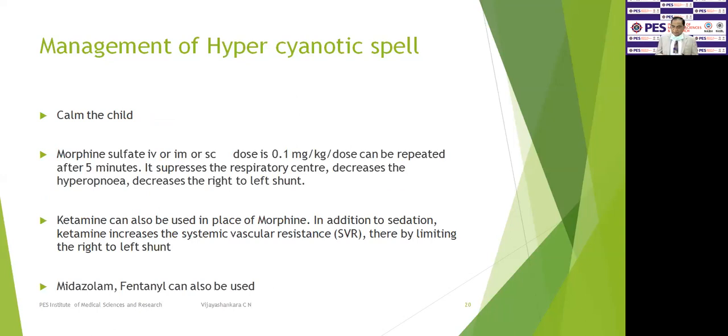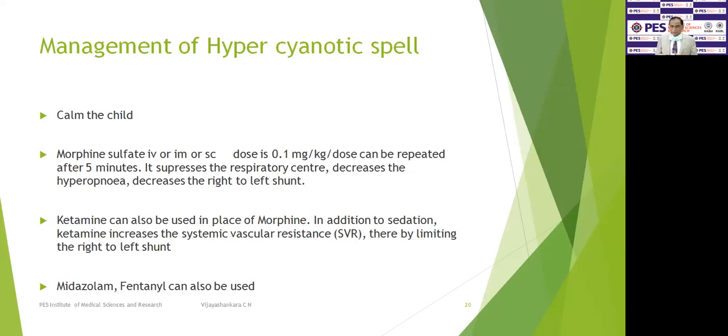Calm the child. The child is highly irritable, incessantly crying. So calm the child. Don't do too many painful procedures for this child when the child has a hypercyanotic spell, like putting in a cannula or taking a blood sample. All those should be minimized to the requirement. Sedation has to be given to calm the child.